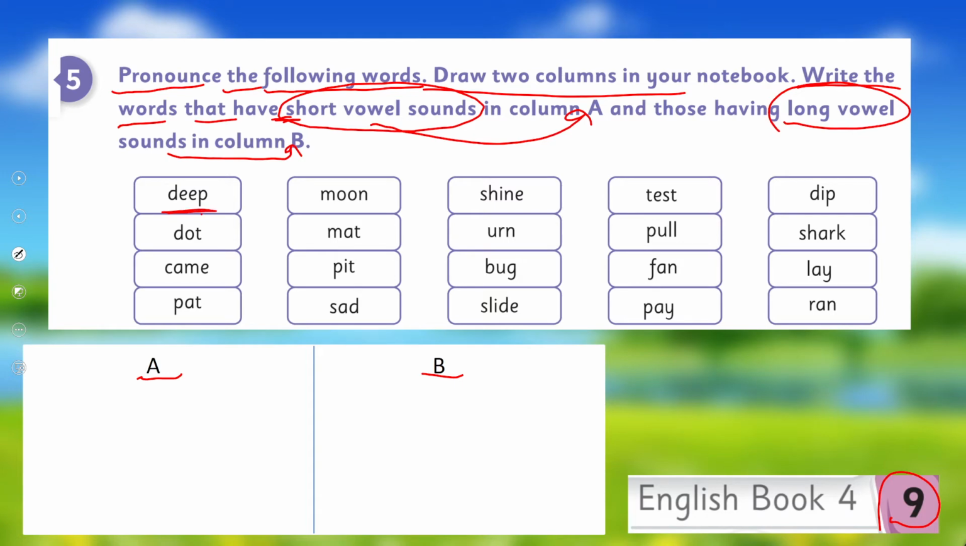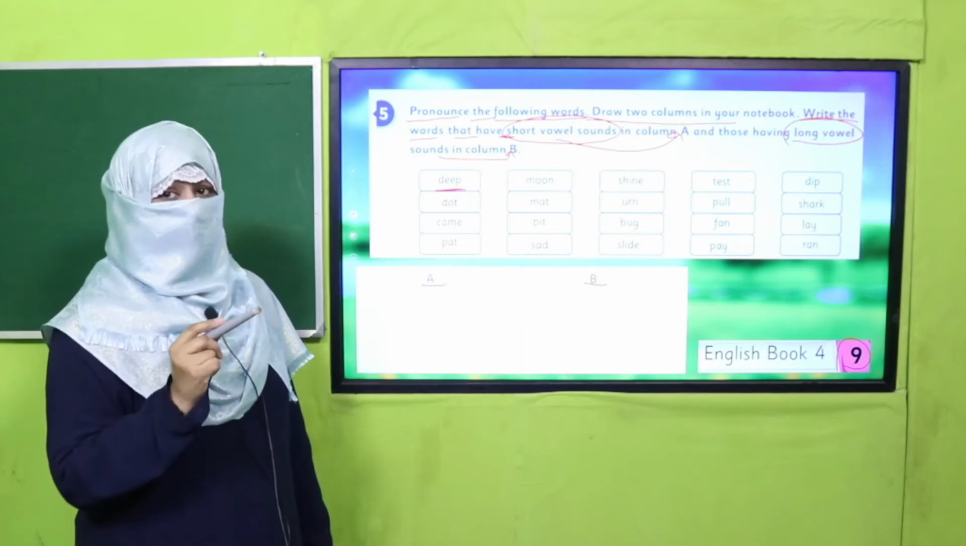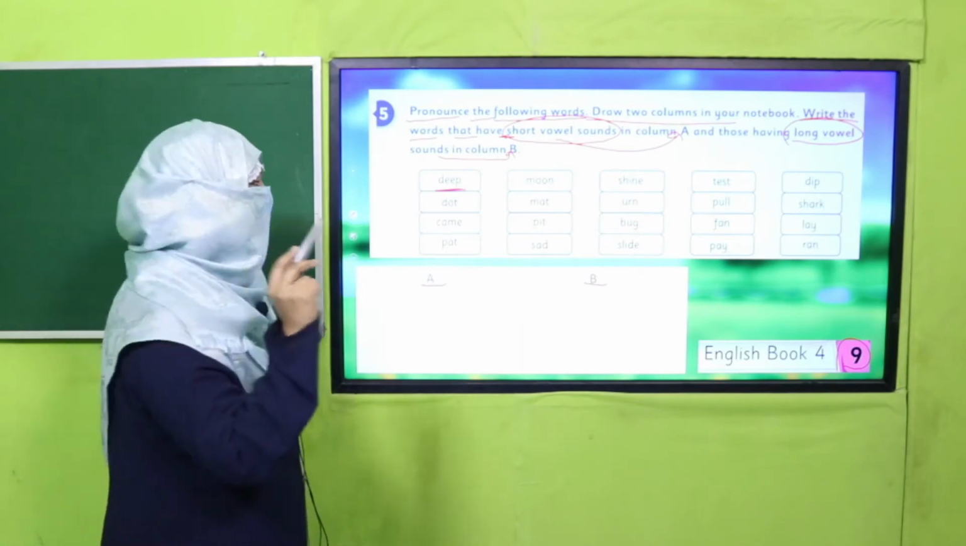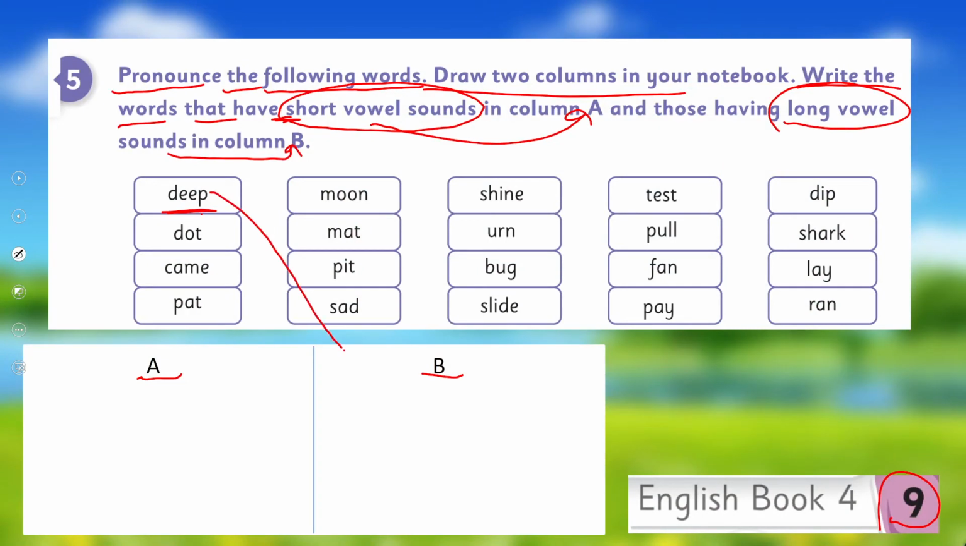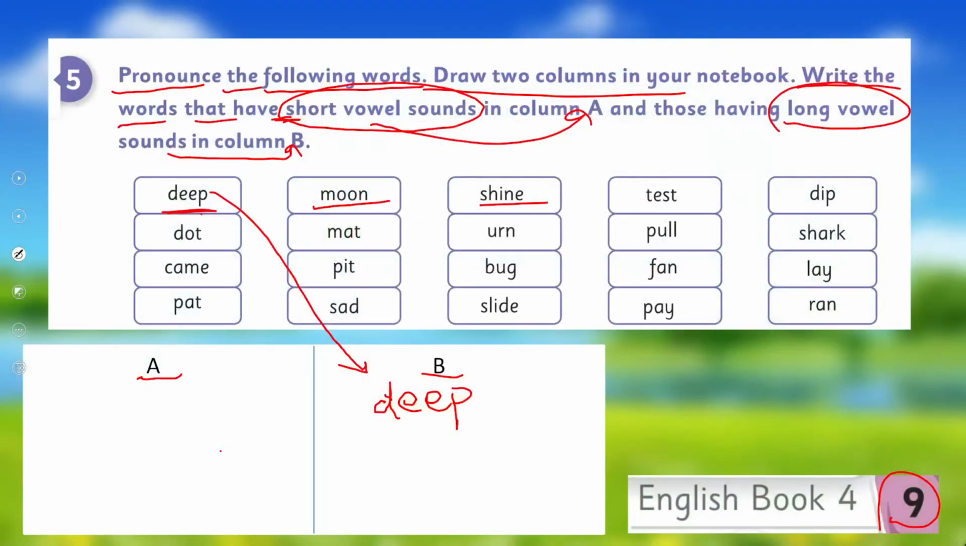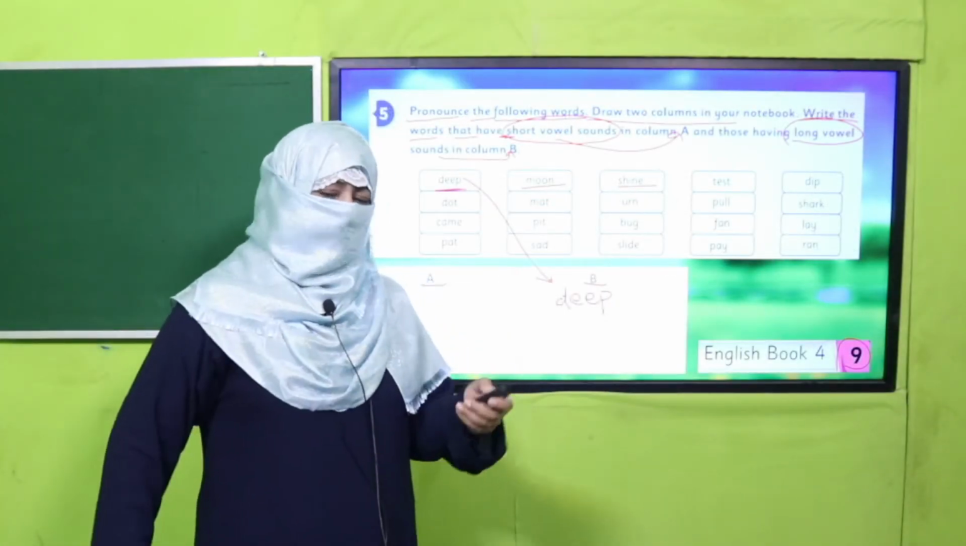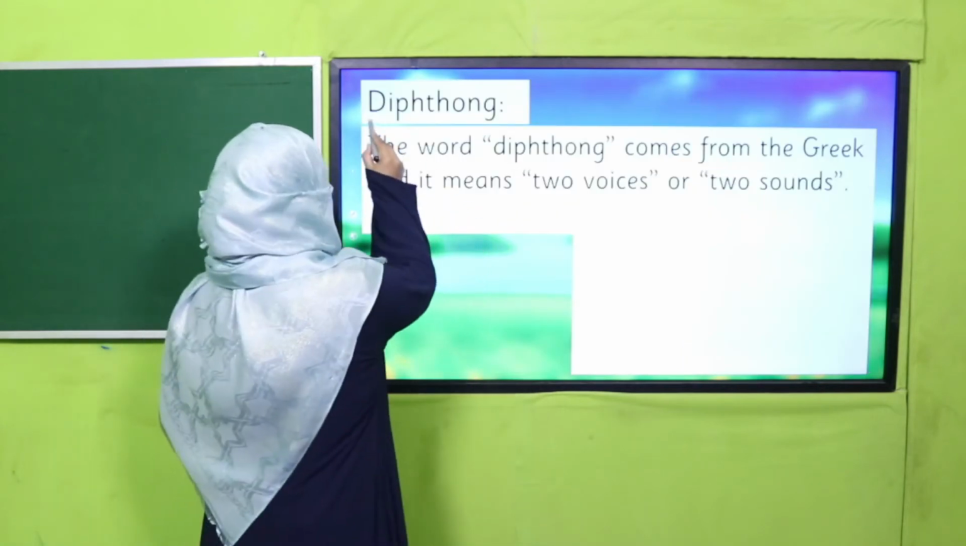For example, you say deep. First say it, deep. Now, is it short or long? It's good. It's a long vowel sound, so it will go to column B. So you will write deep here like this. All right? Yes, my dear. You will keep saying these words and keep separating them into two columns. So pause the video and enjoy this activity over here. Yes, my dear children, are you done with it? Good job.